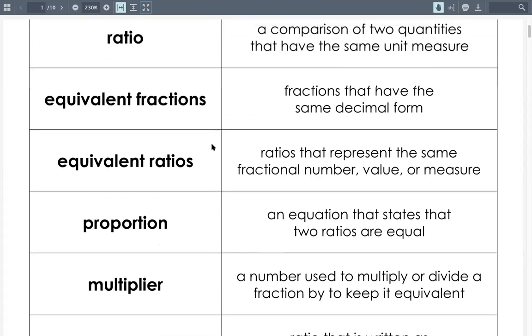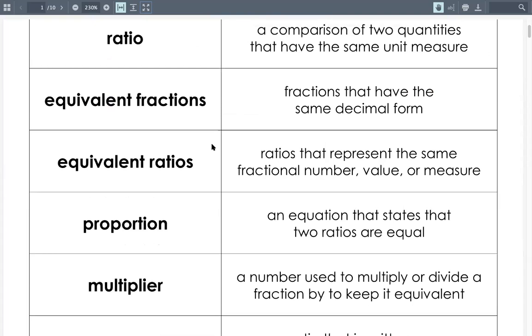So who can tell me basically what the difference between a ratio and a rate is? Really basically, what are we talking about when we're talking about a ratio versus a rate? Ratios have the same unit measure and rates have different ones? Perfect. That's it, right? That's what we need to understand there.